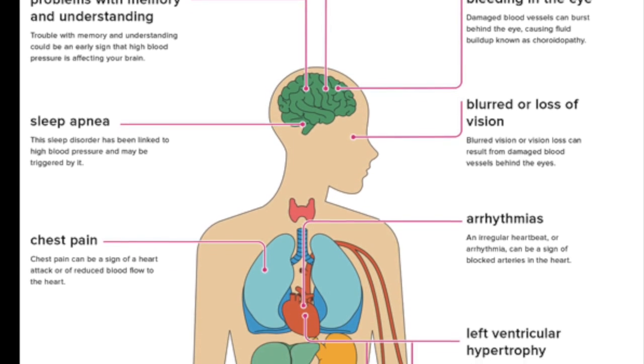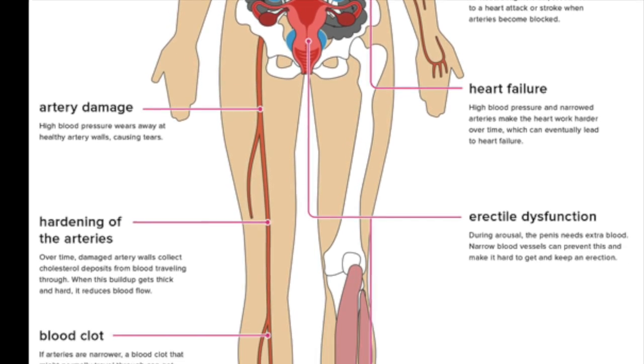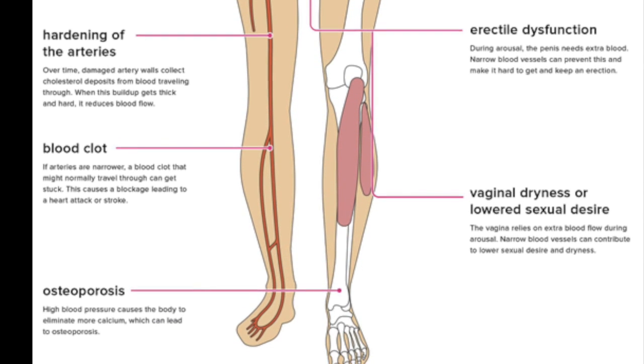Hypertension can have copious physiological effects on the human body. This leads to dangerous complications such as kidney damage, heart failure, artery damage, and even death if left untreated.